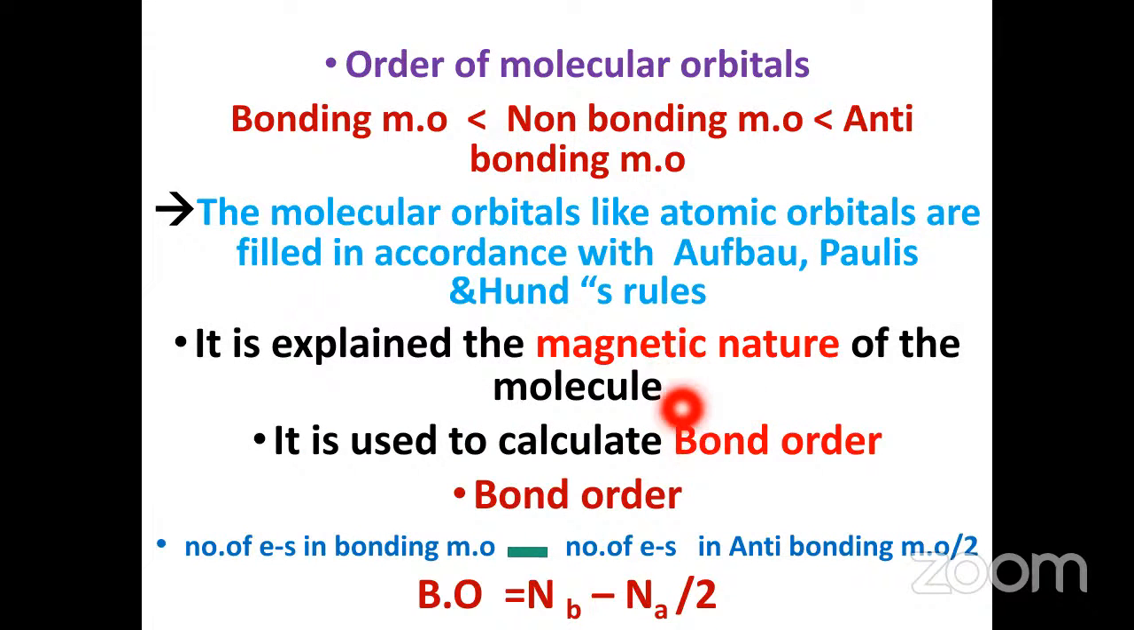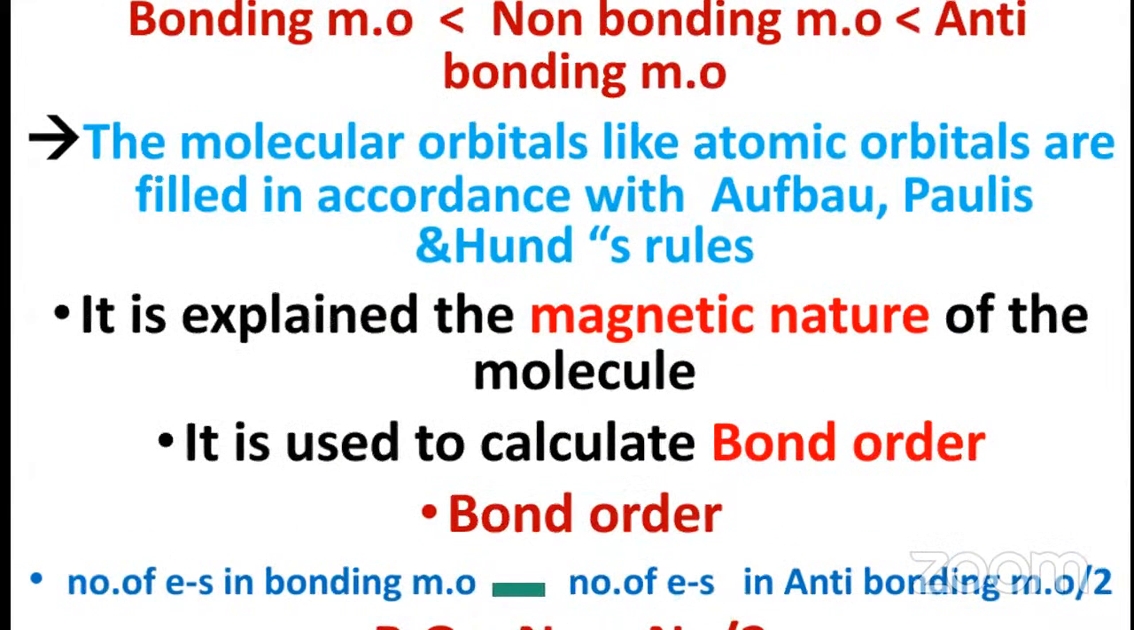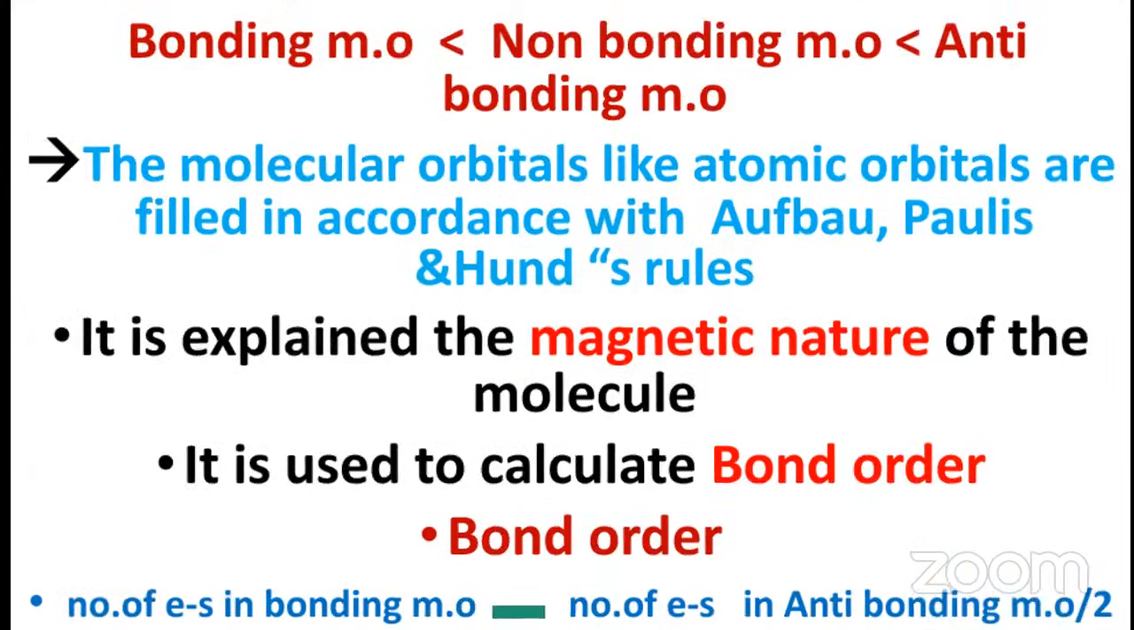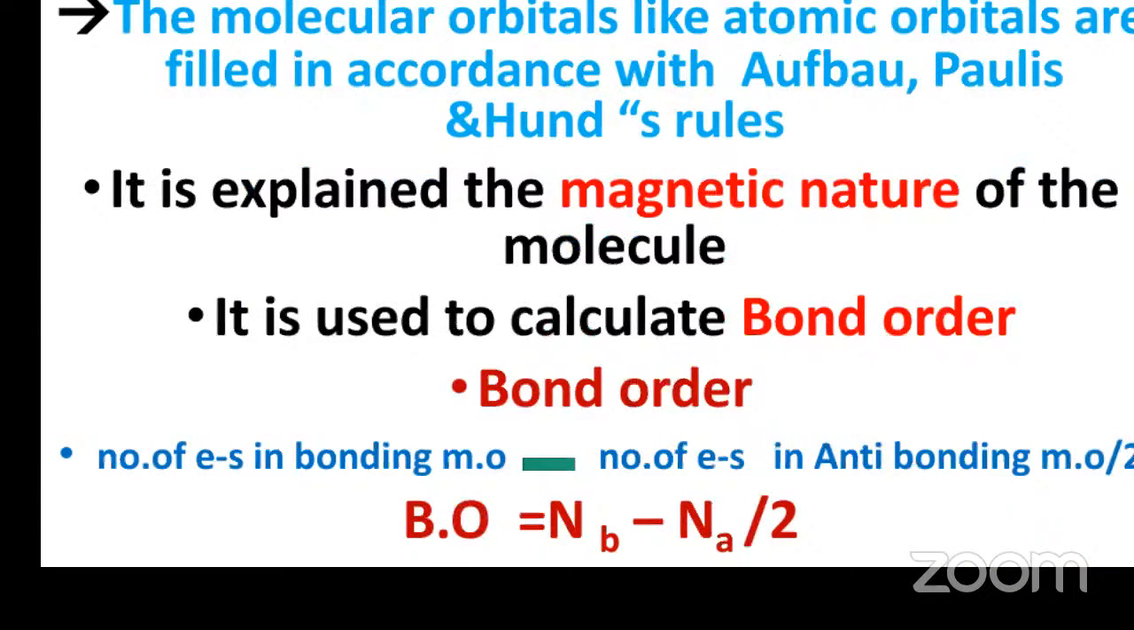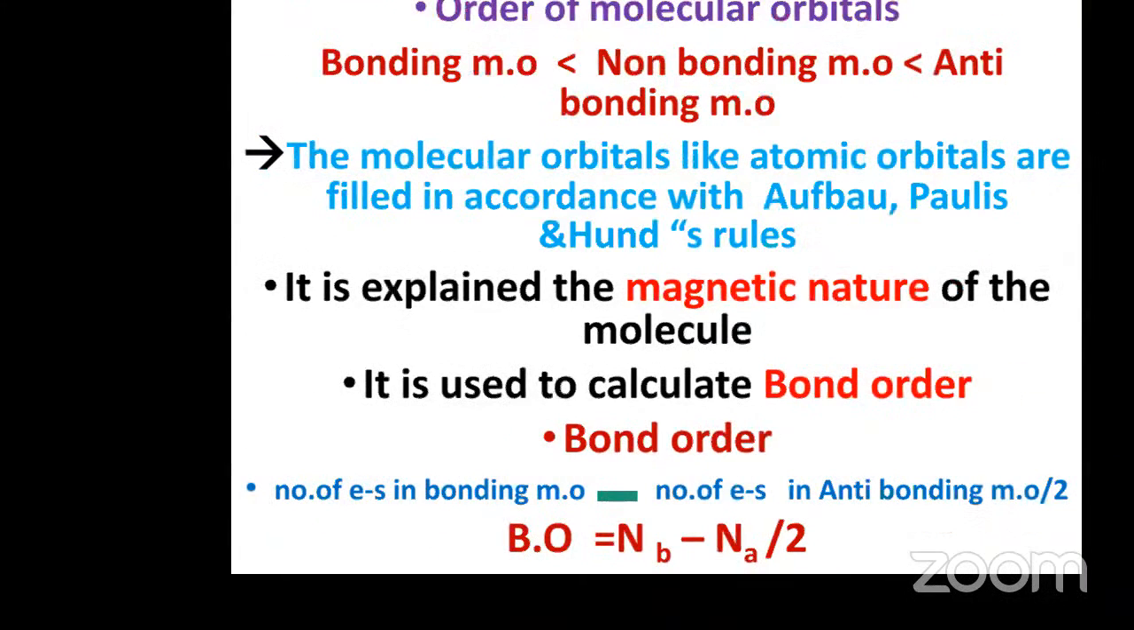How to calculate the bond order? The bond order is equal to the number of electrons in bonding molecular orbitals minus the number of electrons in anti-bonding molecular orbitals, divided by 2. It is also written as Nb minus Na by 2. Nb is the number of electrons in bonding molecular orbitals. Na is the number of electrons in anti-bonding molecular orbitals. Divide by 2, then we will get the bond order.